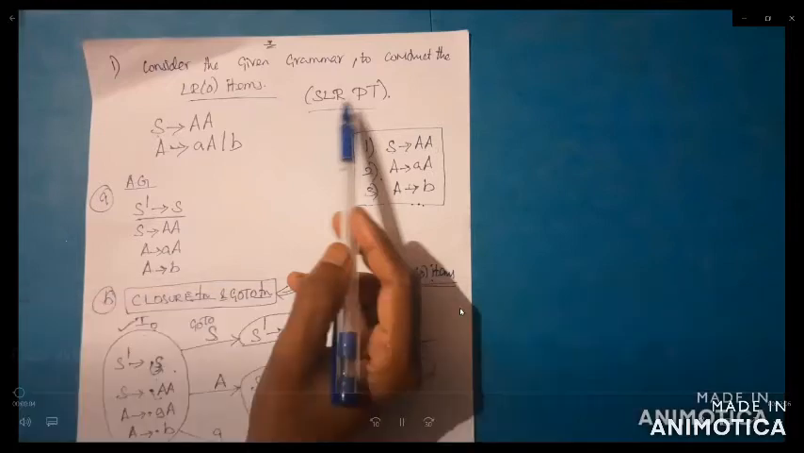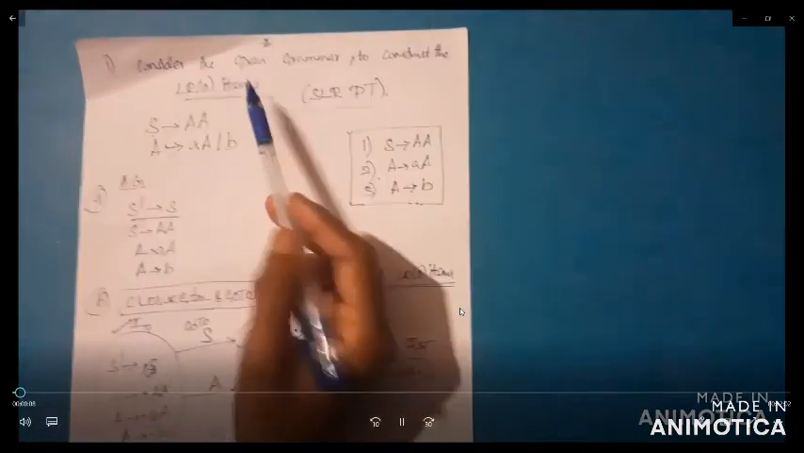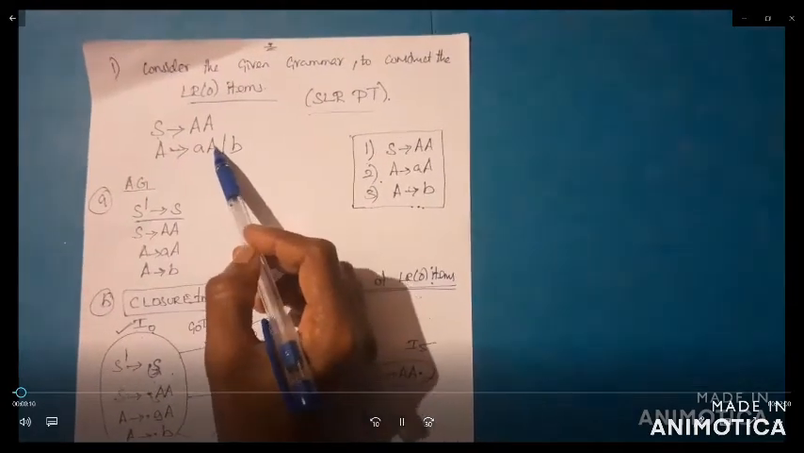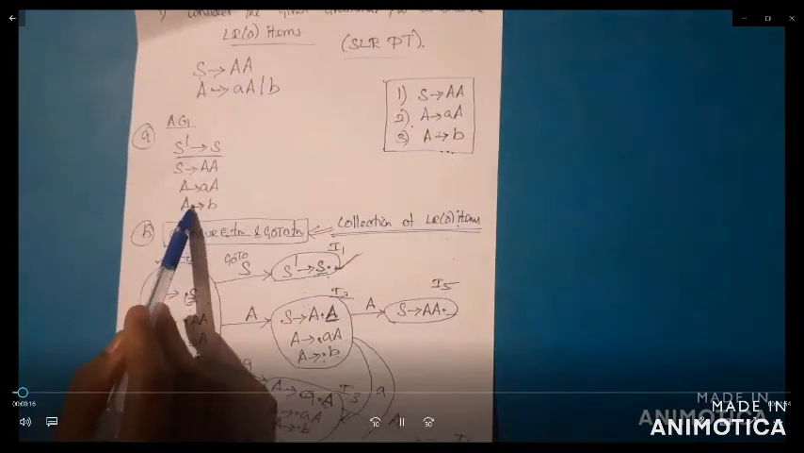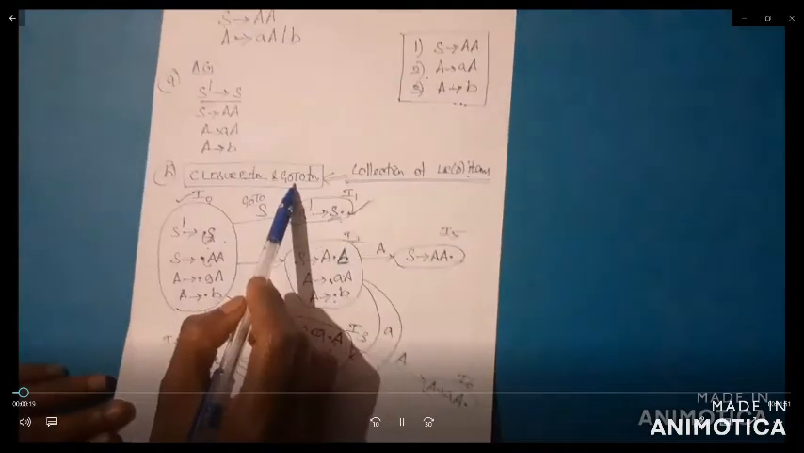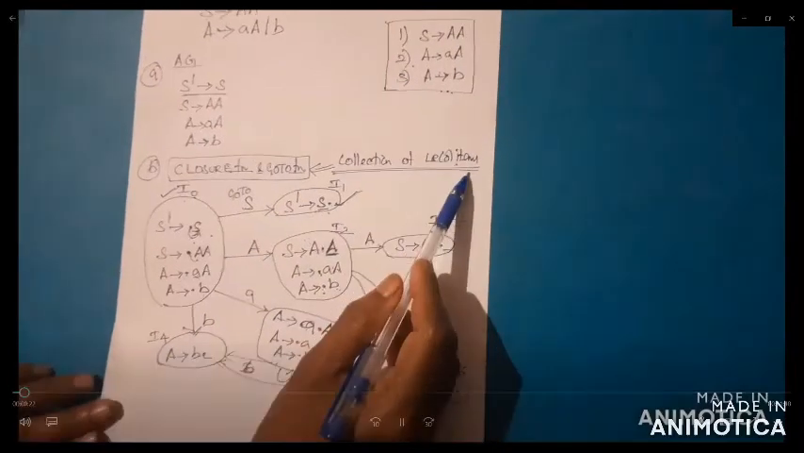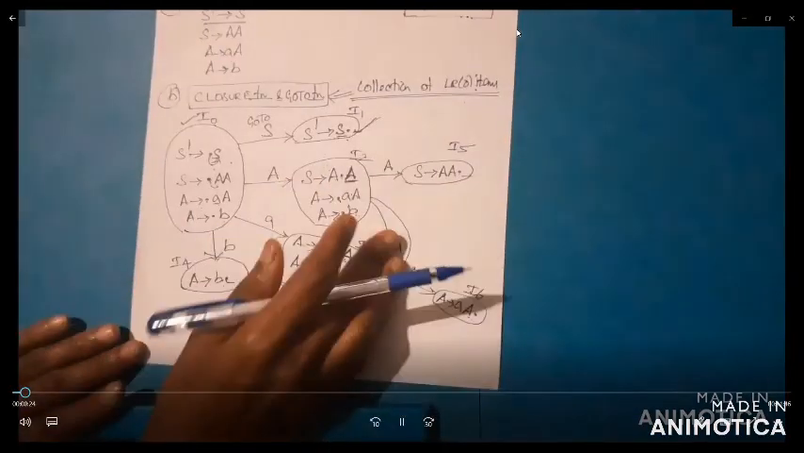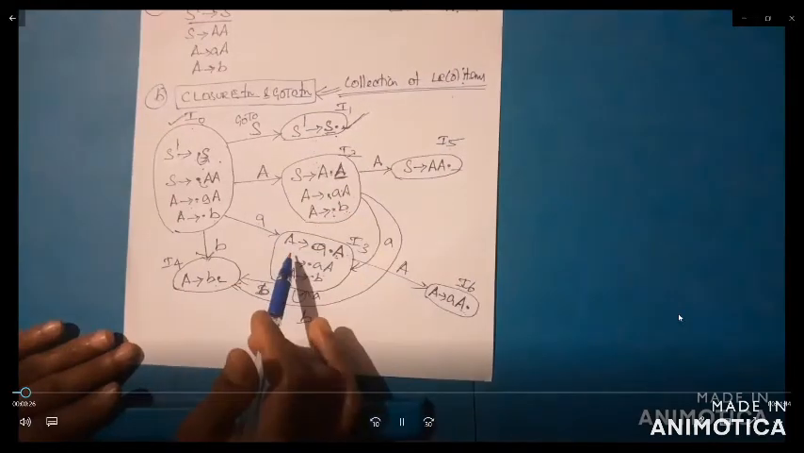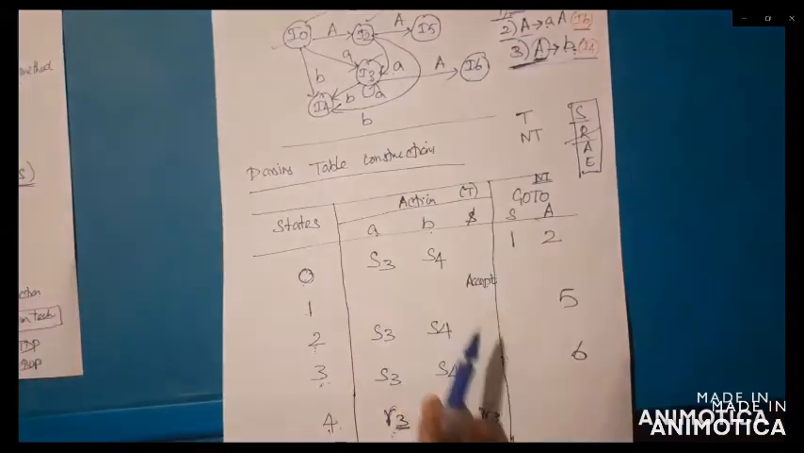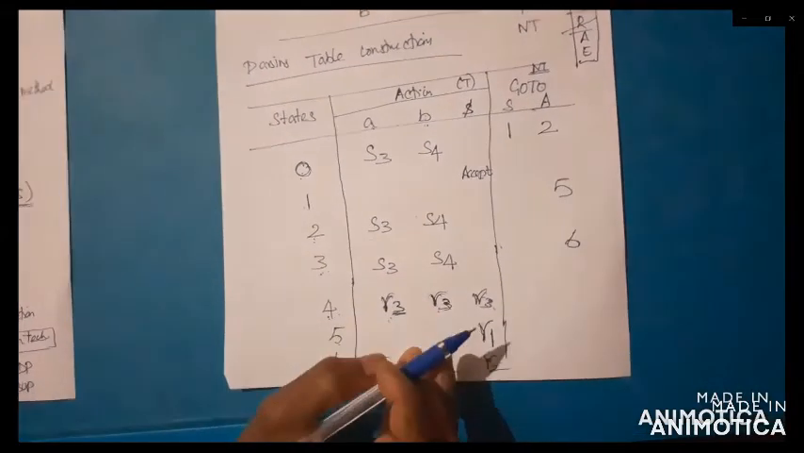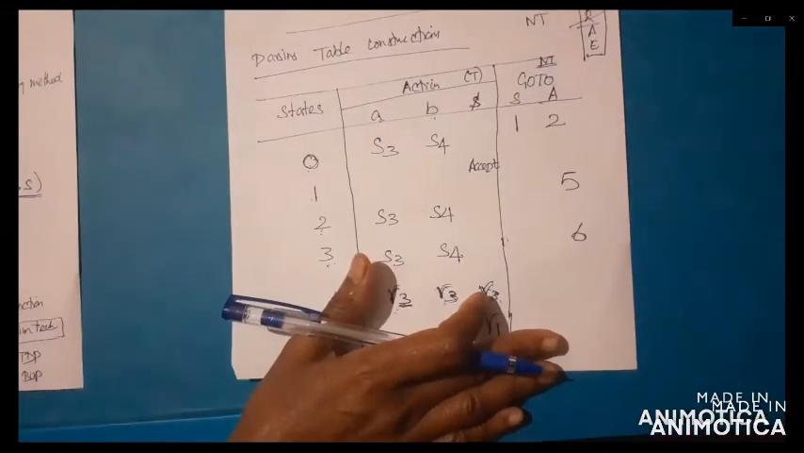Just watch. The SLR parsing table is the LR(0) item. First, given the grammar, you have to number the grammar. Then you do the augmented grammar, then the closure function and goto function, that is the collection of LR(0) items. After completing the collection of LR(0) items for the given grammar, you do the data flow diagram, and after that the parsing table construction. That is what you discussed in the last class.